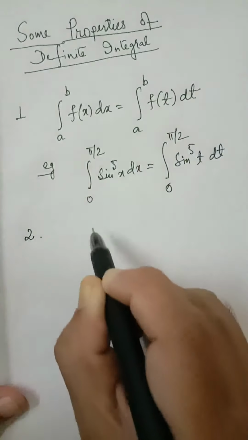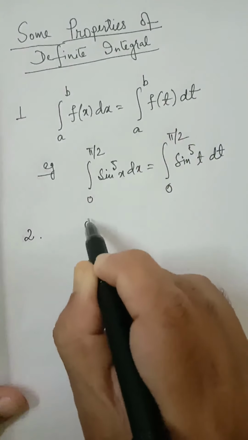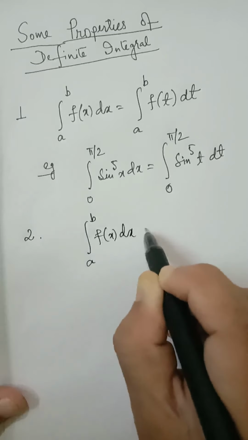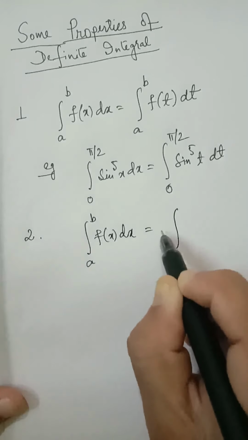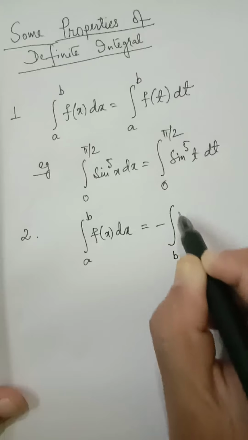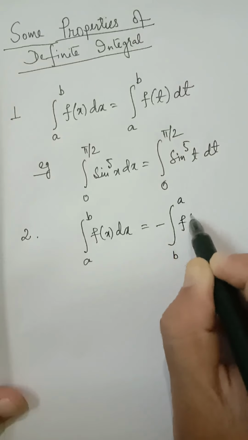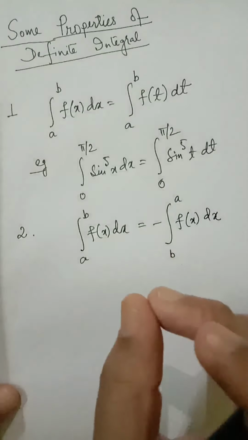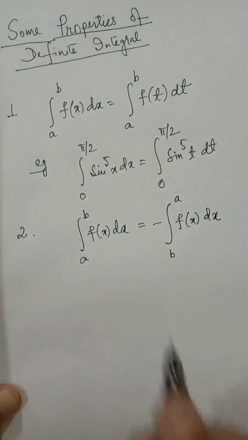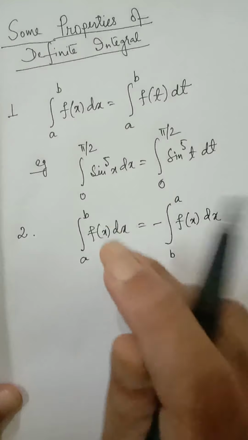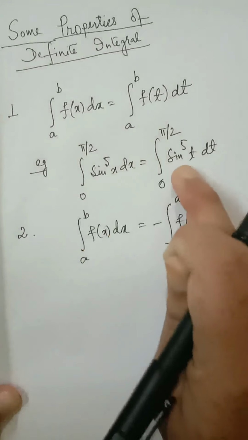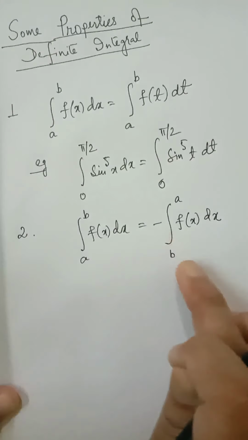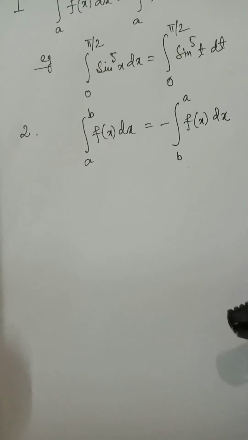Next, number 2: integration of a to b f(x) dx is equal to minus integration of b to a f(x) dx. It can be proved easily. In a definite integral, we can interchange the upper and lower limit with a minus sign. A to b f(x) dx equals minus of integration of b to a f(x) dx.